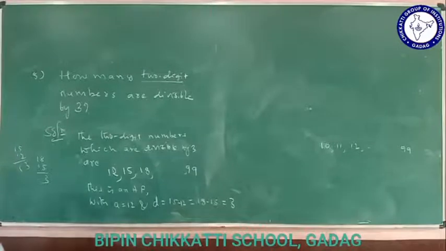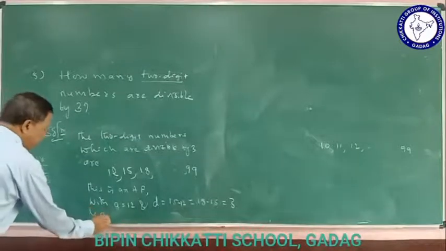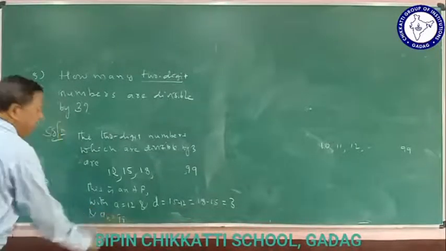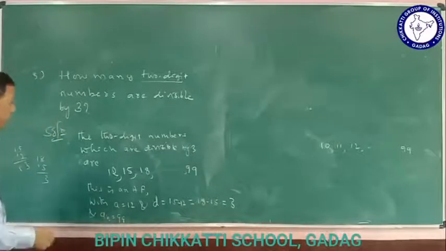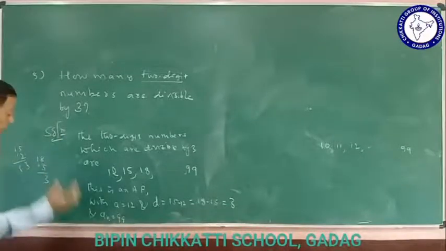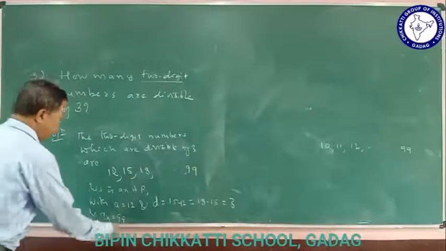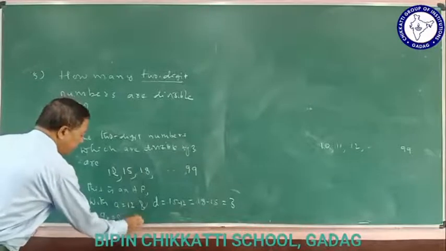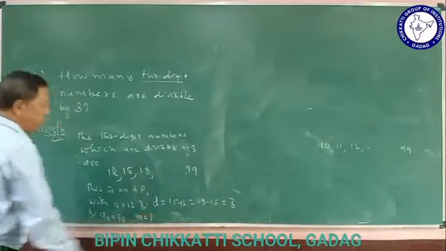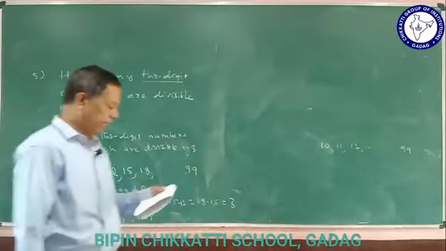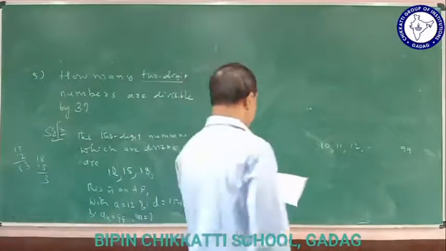And what is the nth term? The nth term, a_n, is 99. So what does the question ask, how many two-digit numbers? It means n is to be calculated. If you get n, that is the required number.